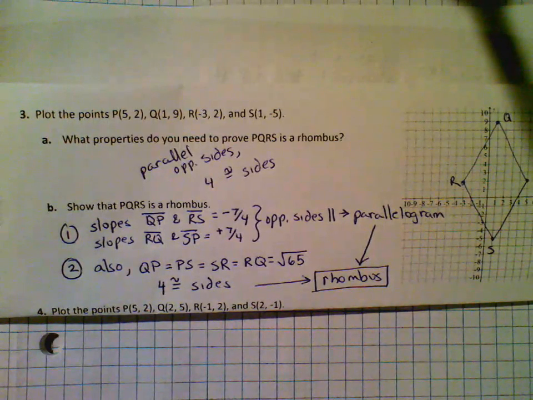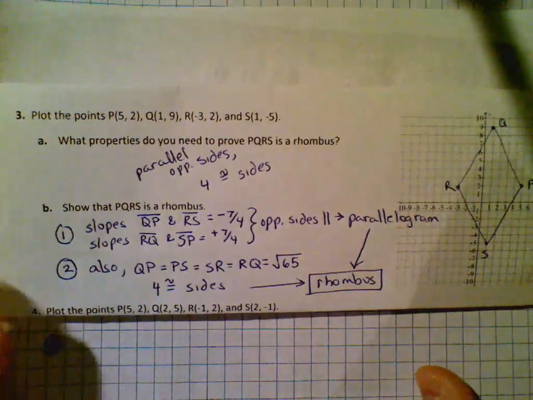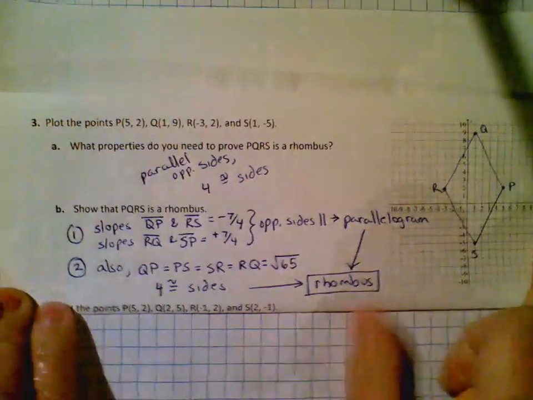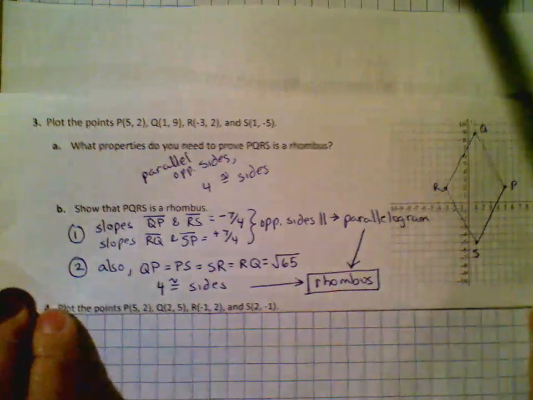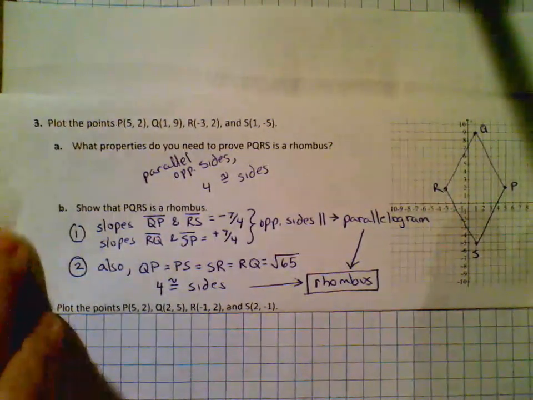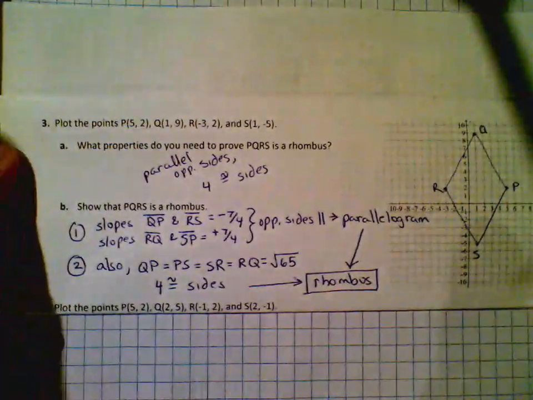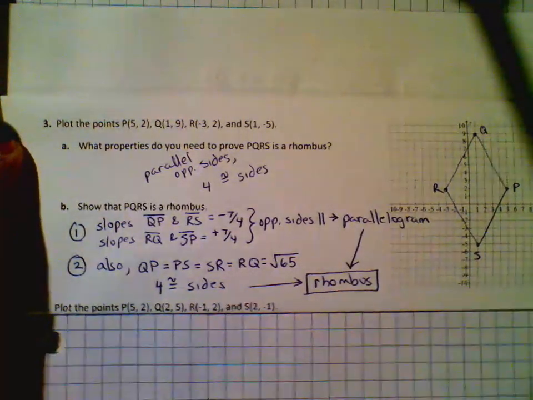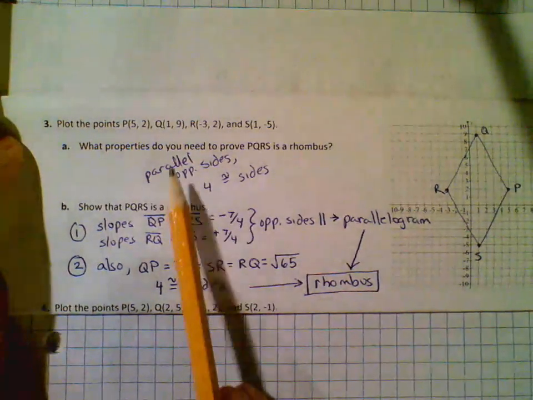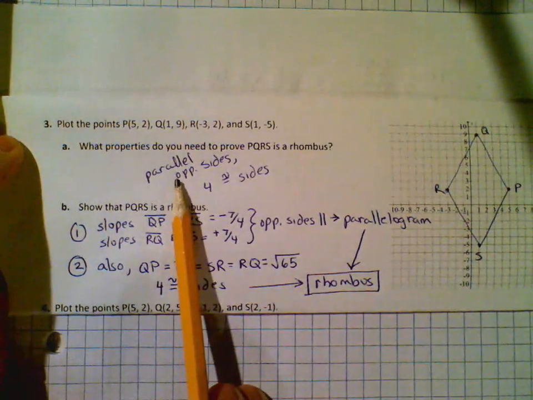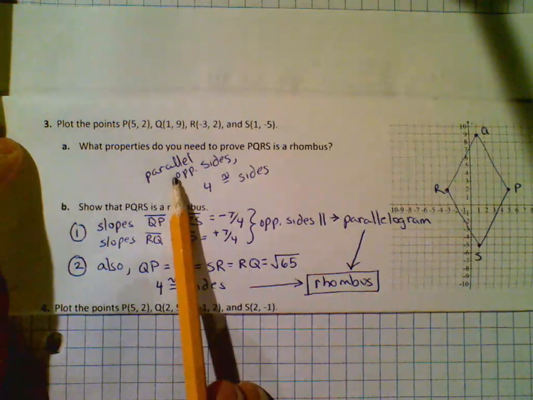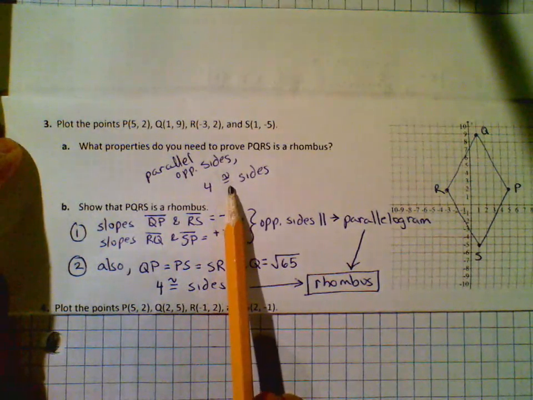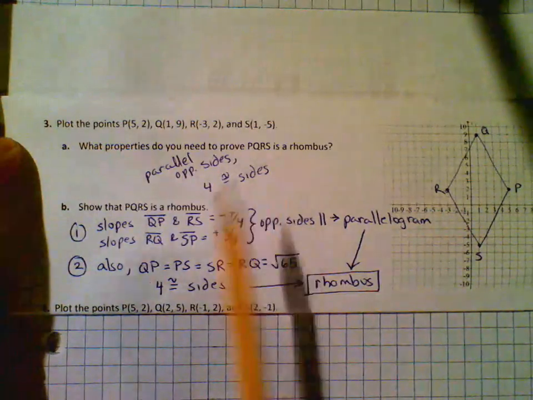So I mentioned in the previous video that you can use any properties of the special parallelograms to prove what kind of shape you have, either the sides or the diagonals. So I'll show that again with number 3 on the same page. We can use the sides. We can say, okay, if I know that the opposite sides are parallel, that means it's a parallelogram. And if I have 4 congruent sides, that would mean I have a rhombus.